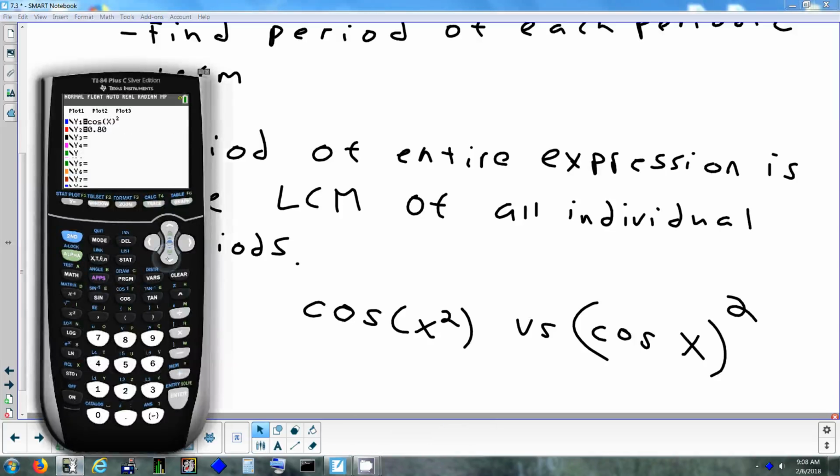Okay, so let's graph it. And let's set a window from 0 to 2 pi and see if we can tell how many times it repeats. If the graph only repeats once, then we know the period is 2 pi. Okay, but let's check and see. Okay, so there's the graph of cosine squared. How many times is it repeating from 0 to 2 pi?